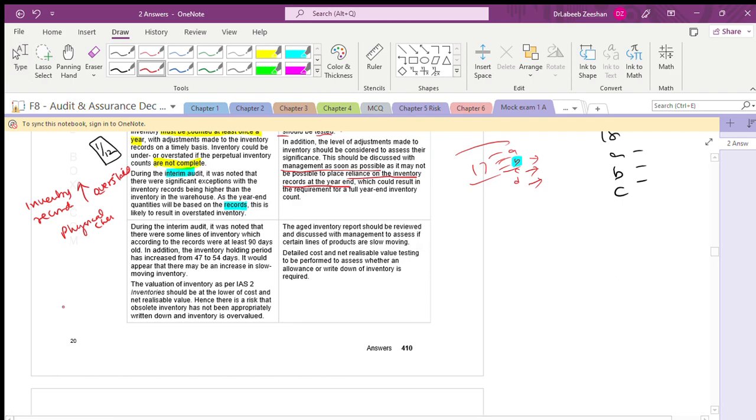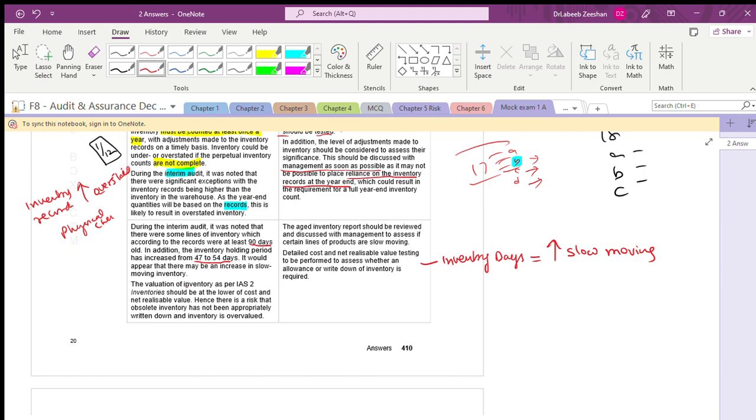Third one. During the interim audit, there are some lines of inventory records at least how many days? 90 days old. Inventory turnover period has increased to how much? 47 to 54 days. It appears that there is an increase in slow moving inventory. Inventory days, inventory turnover days: if it is increasing, it means inventory is moving very slowly.